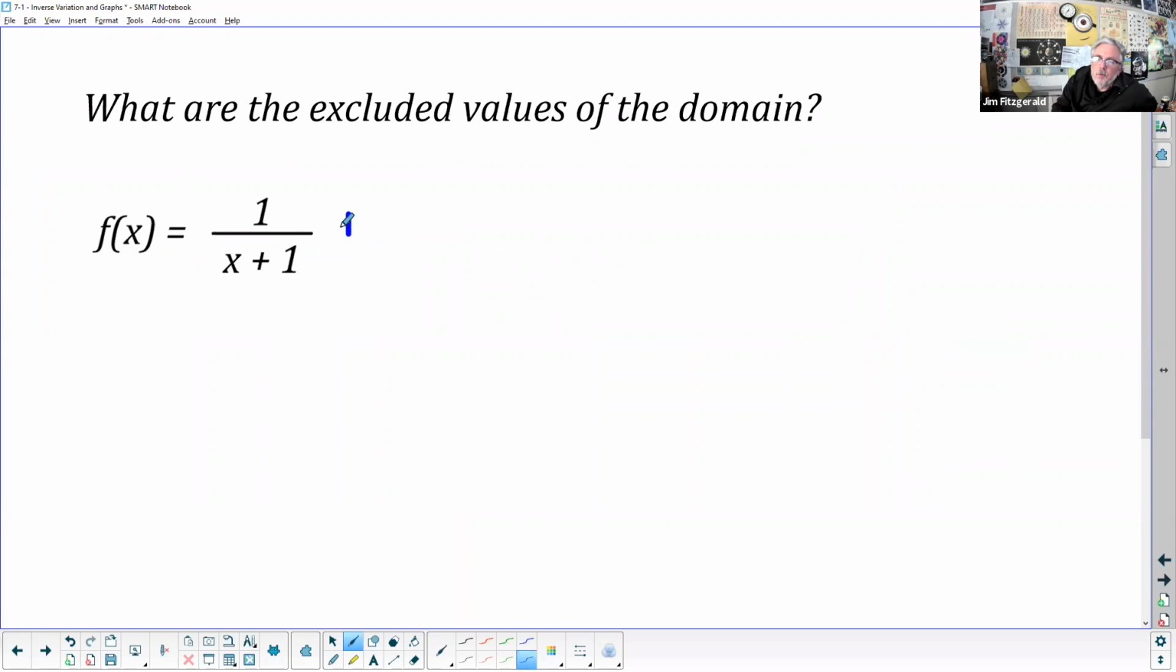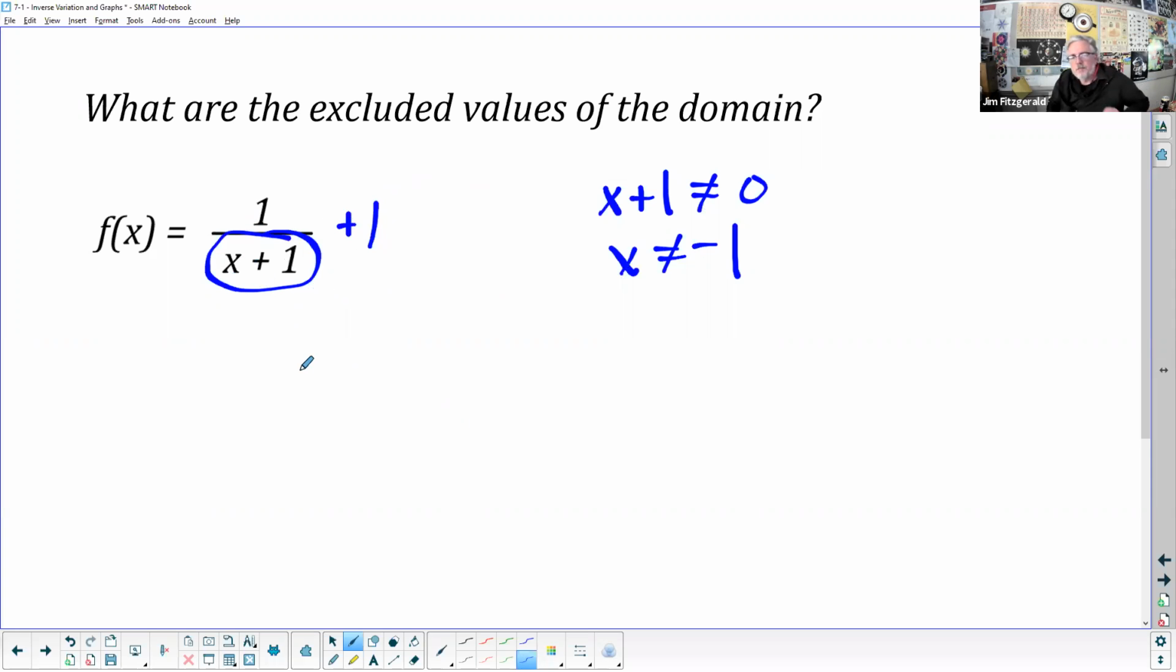I meant to have a plus 1 on this, but it kind of works out to be the same. The excluded values of this domain are just where x plus 1 is equal to 0. So x plus 1 can't be 0, which means x can't be negative 1. So the excluded value there would just be negative 1. And again, I can tell that this graph has a horizontal asymptote at y equals 1 and a vertical asymptote at x equals negative 1. I could calculate some other values if I wanted to. I can get a general idea of what the shape of that is just by understanding that equation.